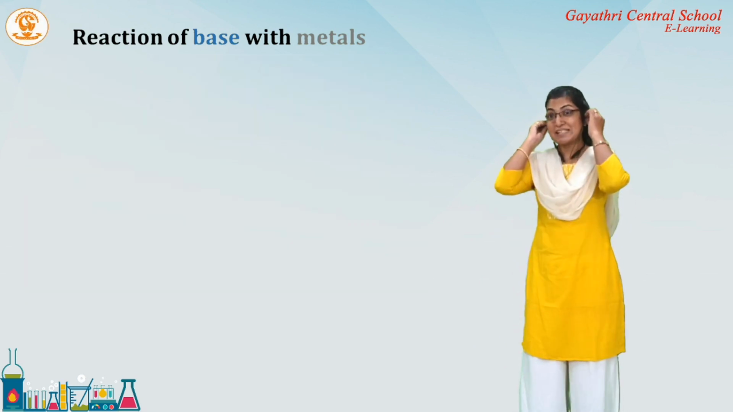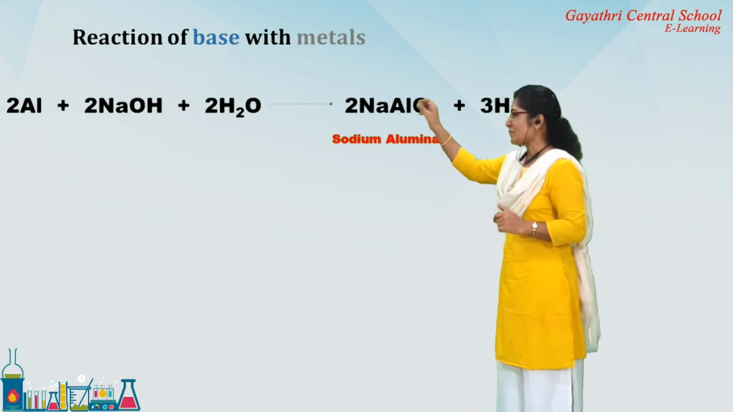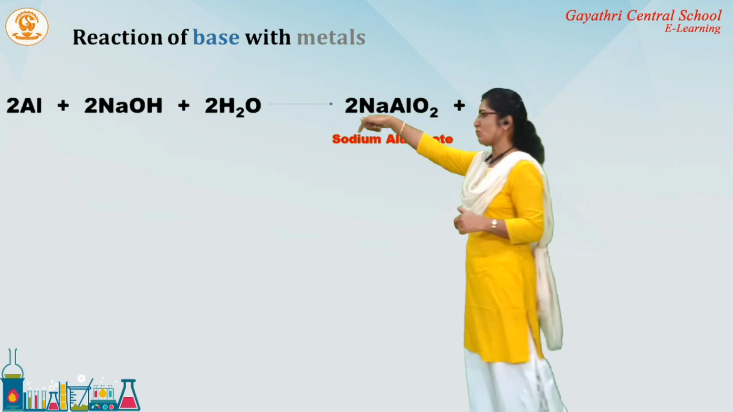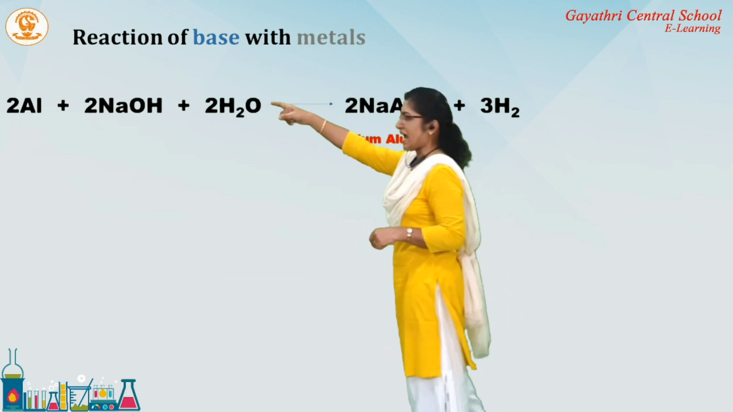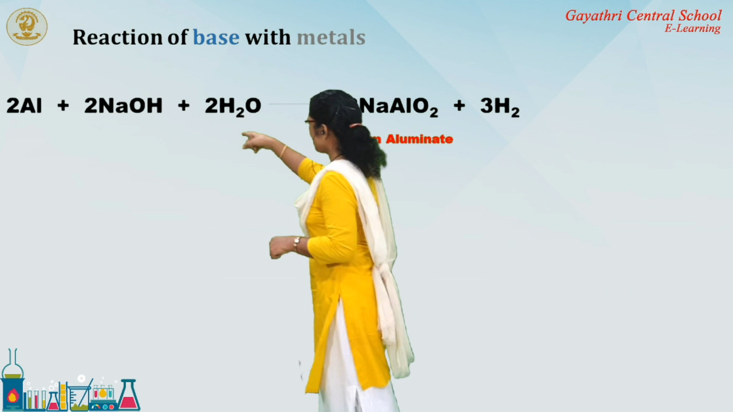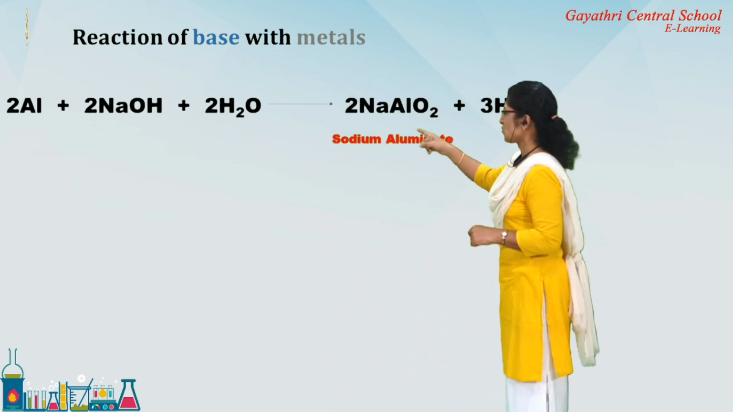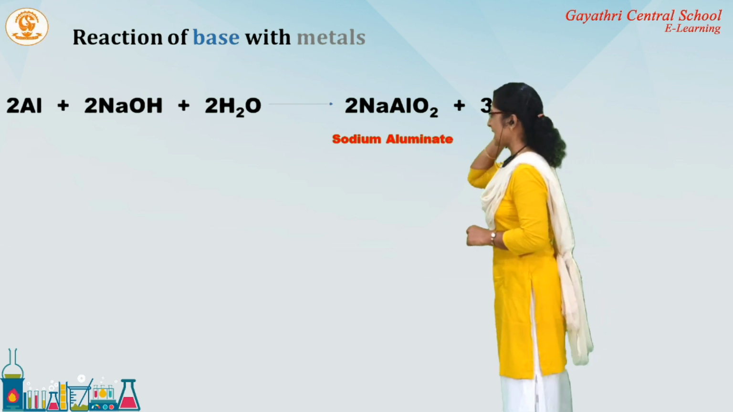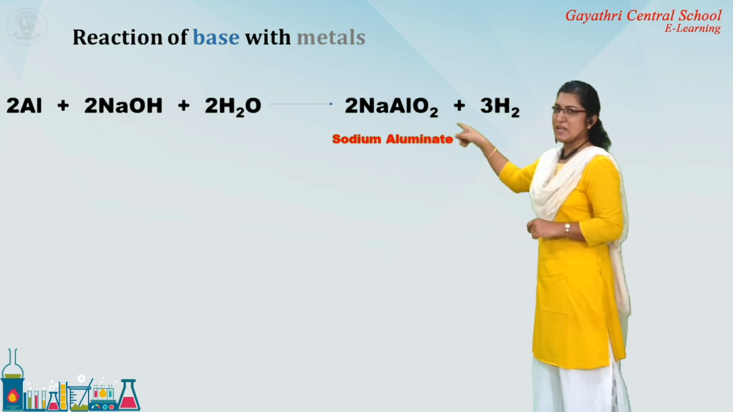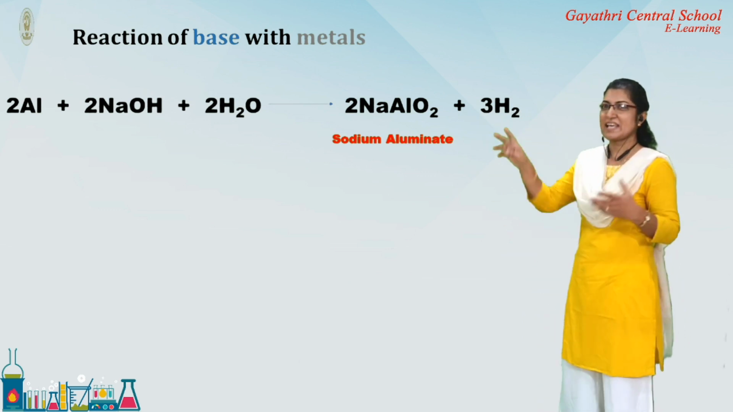So bases, that is strong bases, also react with metals, isn't it? And the reaction here was what? Aluminium metal reacting with sodium hydroxide and water, that is in solution form. So which salt is formed? Sodium aluminate, NaAlO2. Plus what is the other product there? Hydrogen gas is produced.